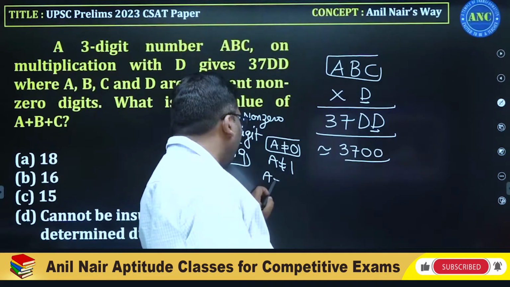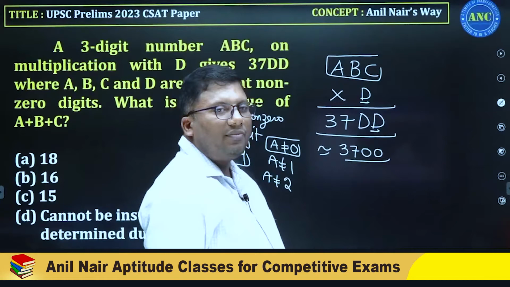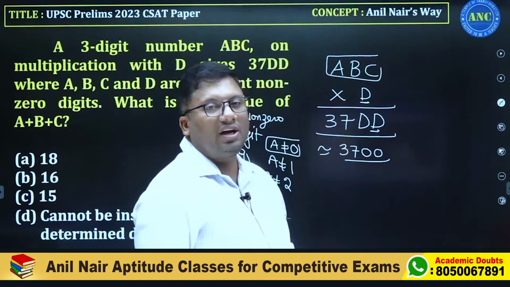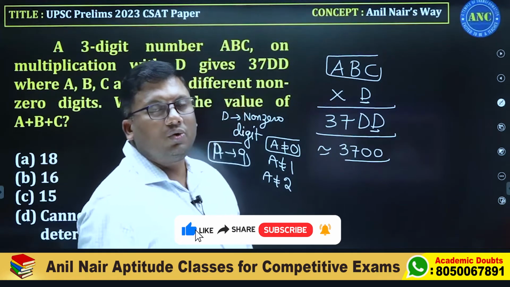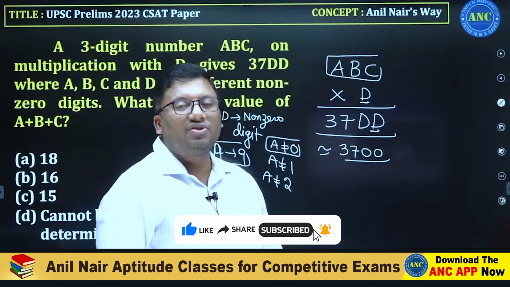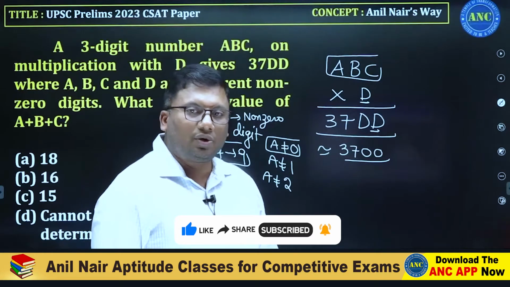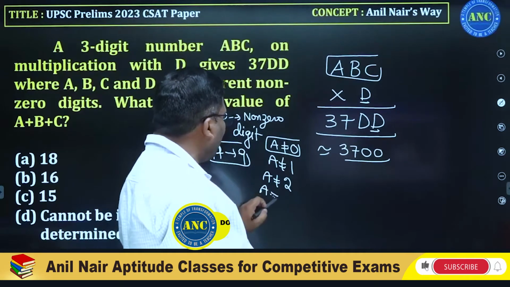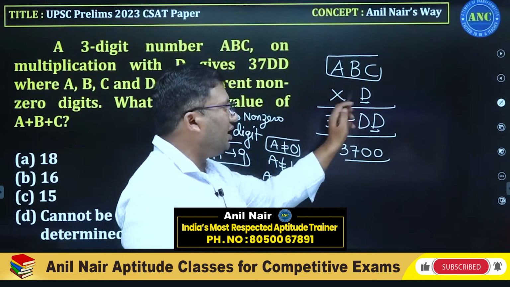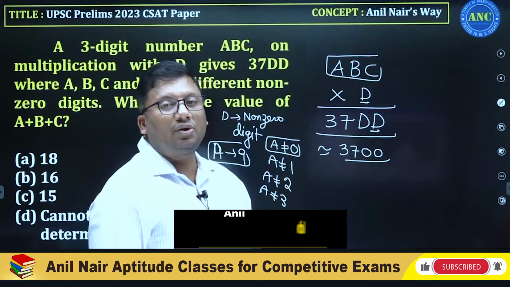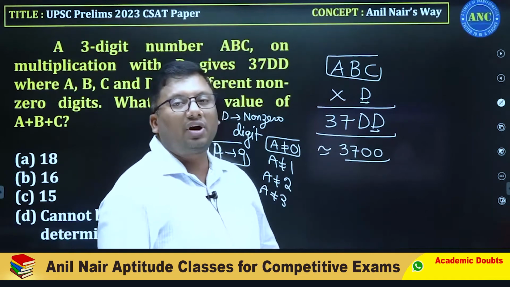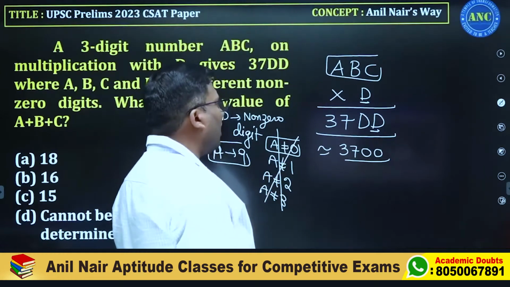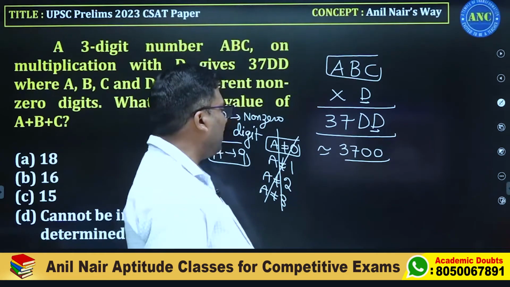The same logic holds good for A cannot be 2. 299 into 9, 299 is closer to 300, and 300 into 9 is 2700. A cannot be 3 because 399 into 9, 400 into 9, is 3600. So A cannot be 0, 1, 2 or 3.